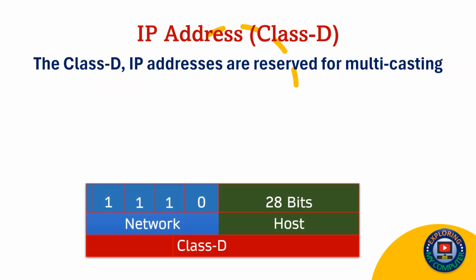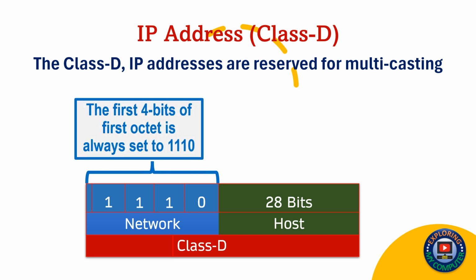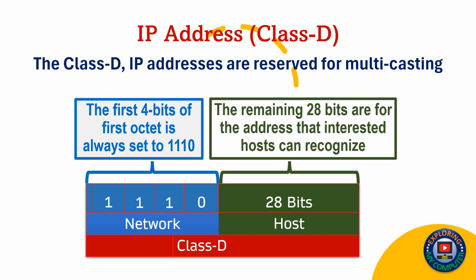The Class D IP addresses are reserved for multicasting. Here, the first 4 bits of first octet is always set to 1110. And the remaining bits are for the address that interested hosts can recognize.